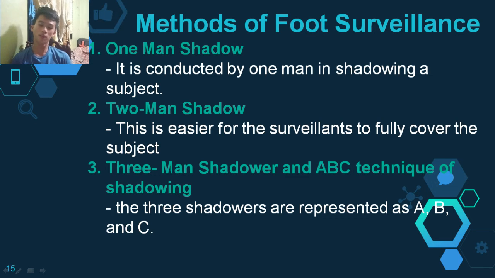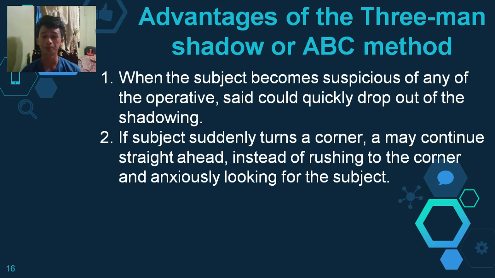And the three-man shadow, or ABC technique of shadowing, involves more than one person, or we call it 3 persons. The three shadowers are represented as A, B, and C. So the 1 is A, the 2 is B, and C is 3. Advantages of the 3-man shadow or ABC method.